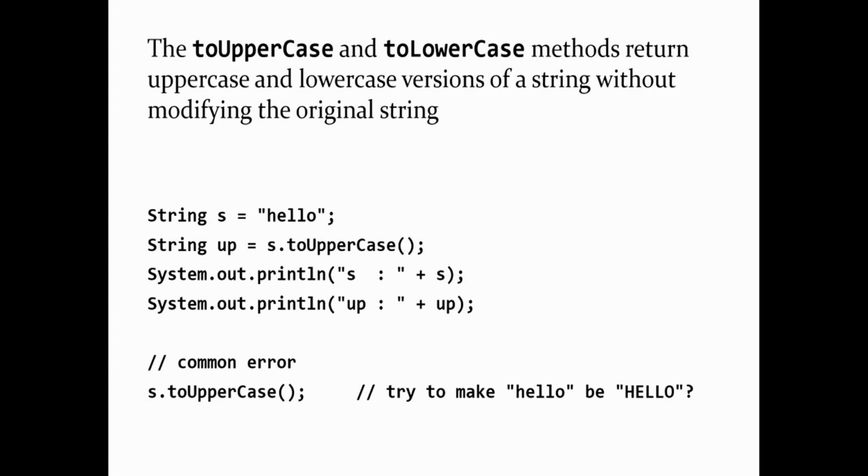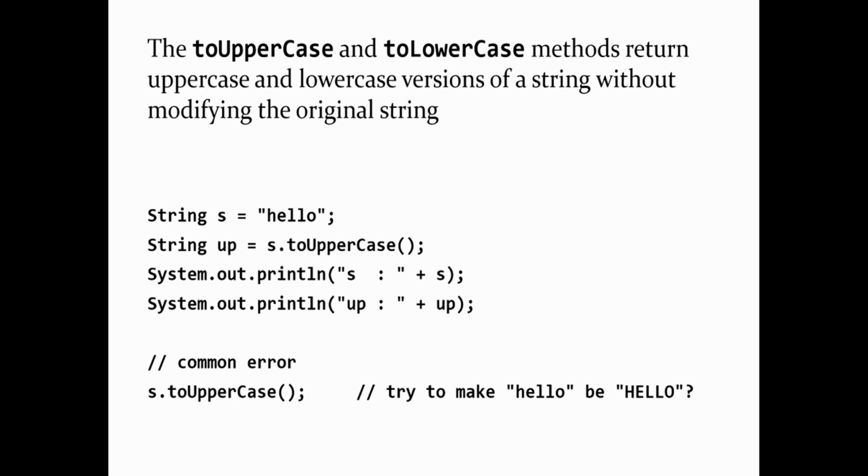Okay, so if I have a string, "hello", and I store a reference to that string in the variable s, and let's suppose I want to convert it to uppercase. If you go poking around in the string documentation, you'll discover there's a method called toUpperCase. So s.toUpperCase. If you look at the documentation for the method, it says it returns the uppercase version of the string s.